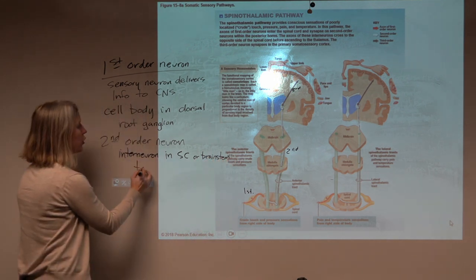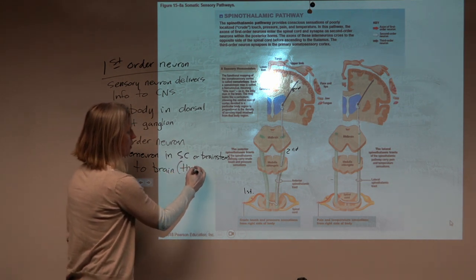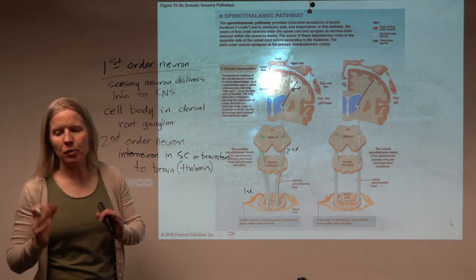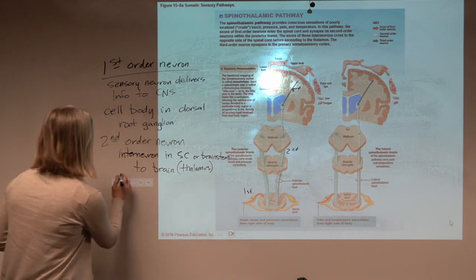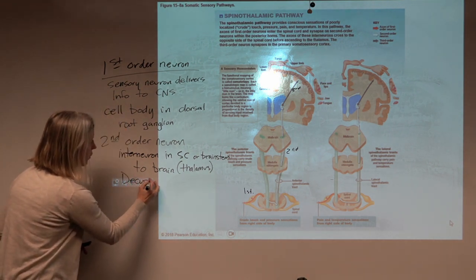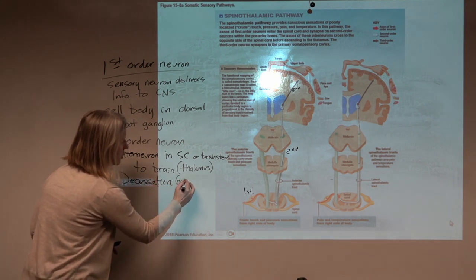Right? And it's going to the brain. I'll go ahead and put thalamus in parentheses because it's not always the thalamus, but that's the way we're primarily going to think about it. This is the one that does decussation, that crossing over.